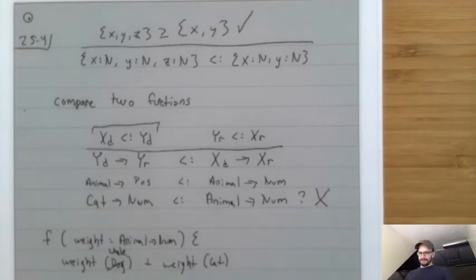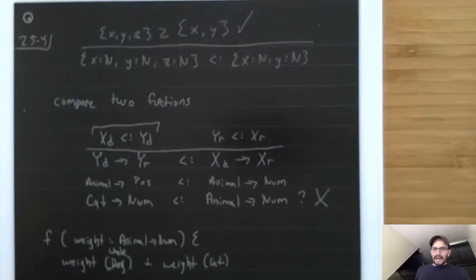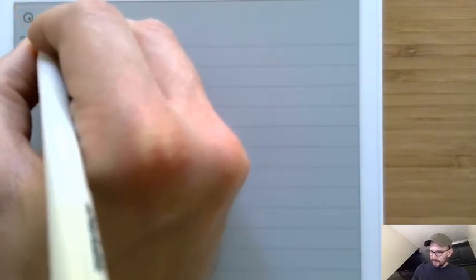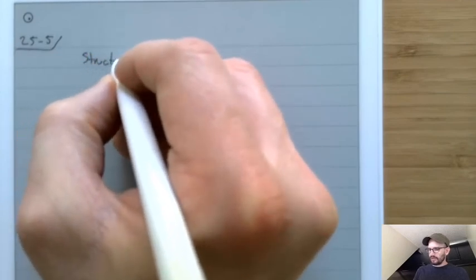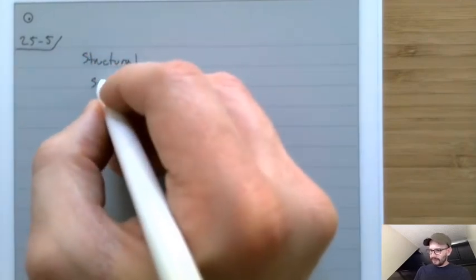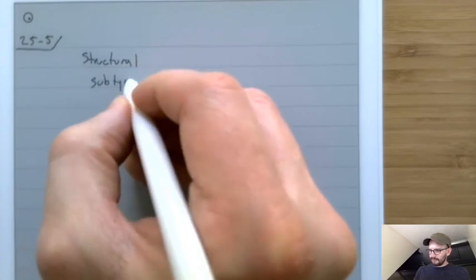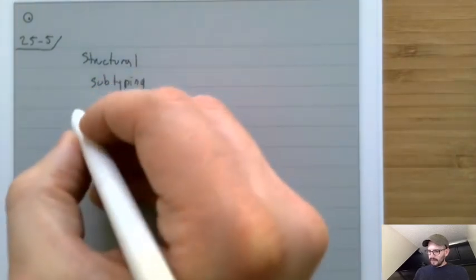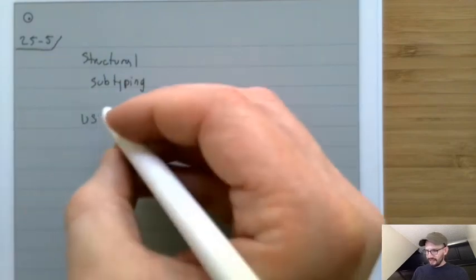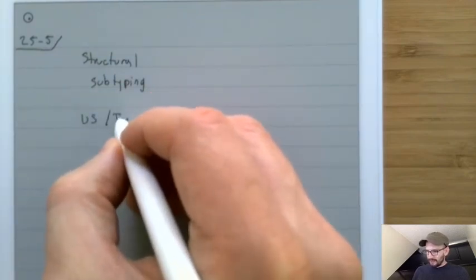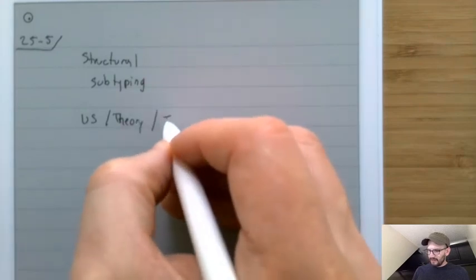All right. Anything else about subtypes? Yes. There's another thing that I want to say about this. What I have described is something that is called structural subtyping. So I'm going to say here that structural subtyping is us, i.e. theory, i.e. the J language.